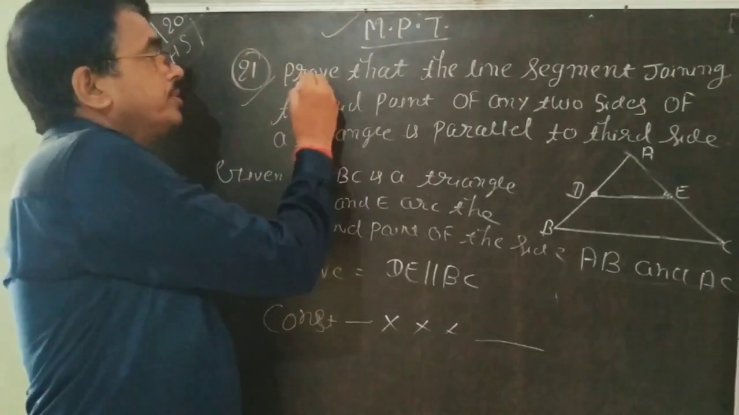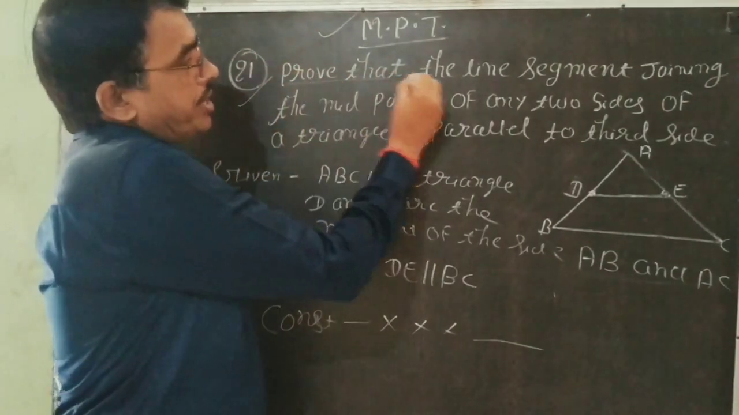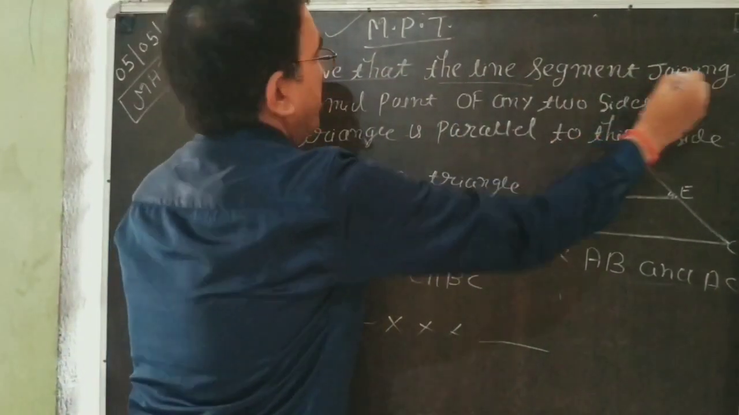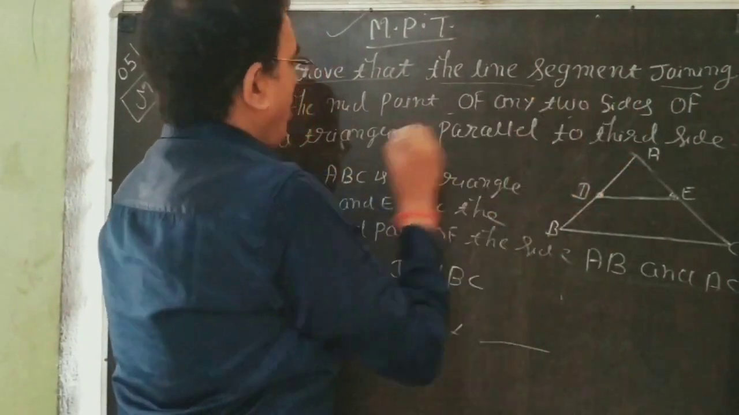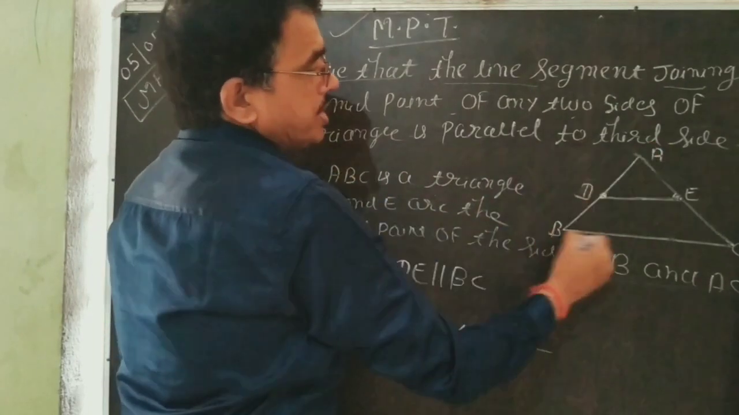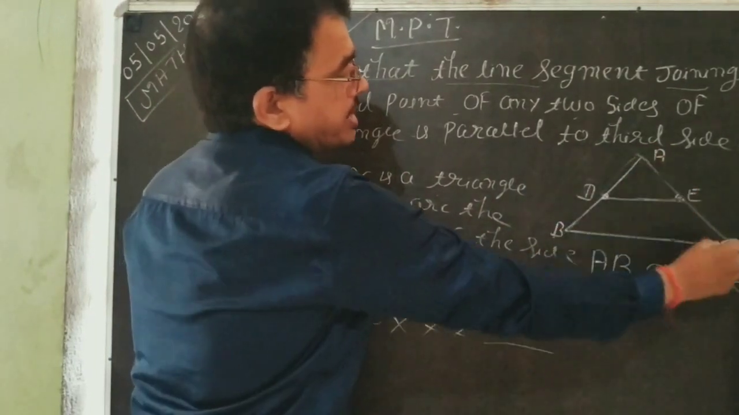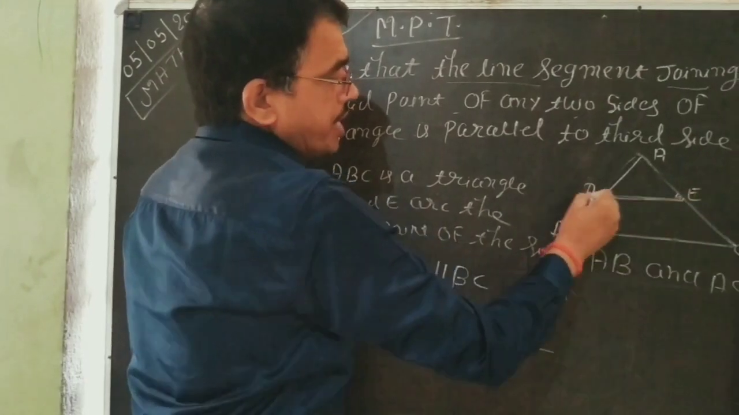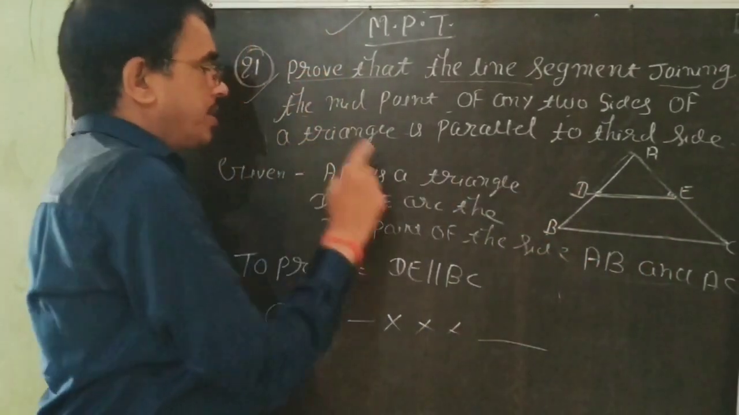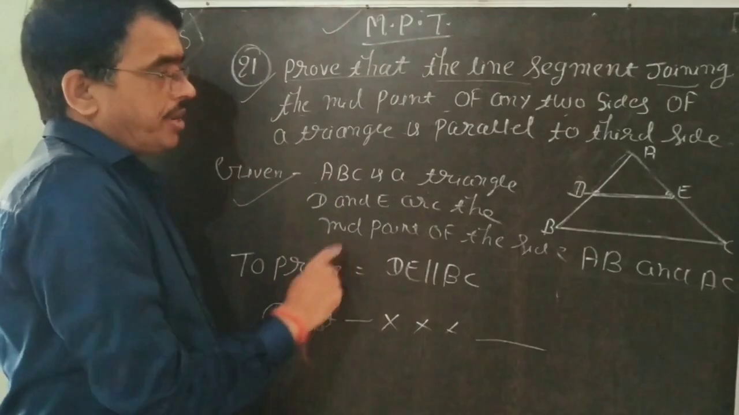So the theorem states: prove that the line segment joining the midpoints of any two sides of a triangle is parallel to the third side. In triangle ABC, with sides AB and AC, D and E are the midpoints. You have to prove DE is parallel to BC, the third side. First I write what is given.